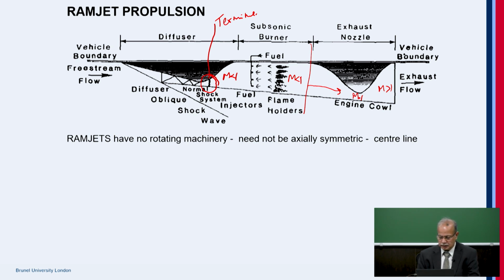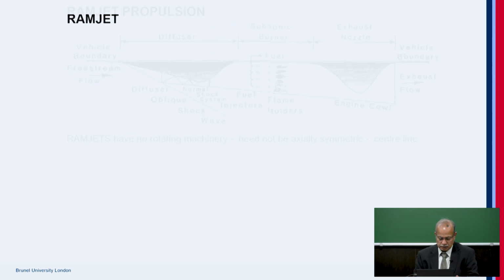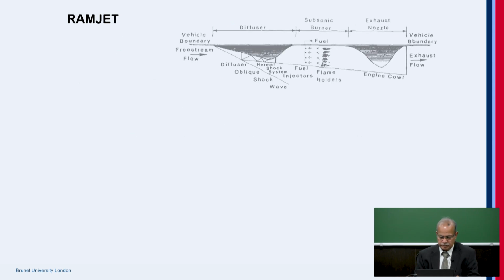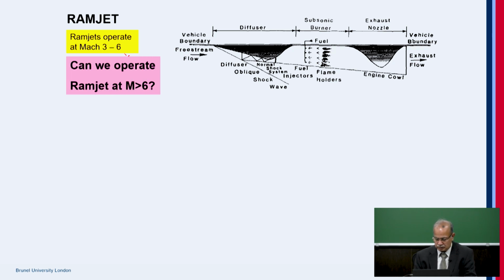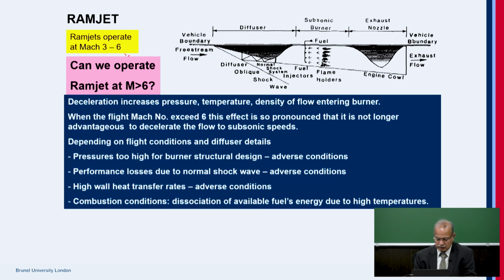And here you can see that there are no rotary machines. Everything is based on the ramming effect because of the speed. Normally, the RAMJETs are very effective in their operation between Mach number 3 to 6. The question is, can we operate a RAMJET greater than Mach 6? There are some challenges. That's what we're going to look at.